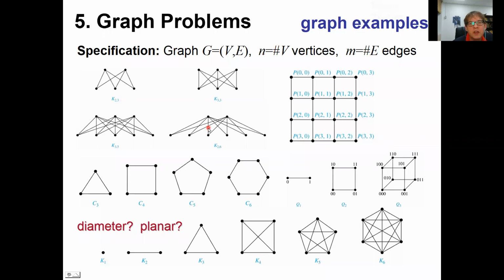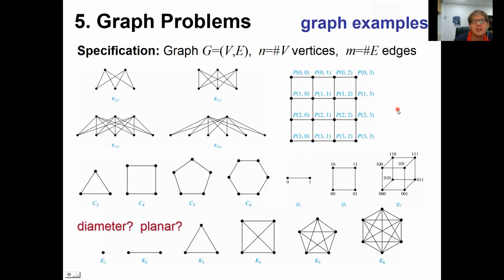So the diameter of the complete bipartite graph is also 2, yes, is 2. If we have two vertices in different groups, then by the very definition there already is an edge. And if the two vertices are in the same group, then we must take a kind of detour, first switch the group, and then return to the original group.